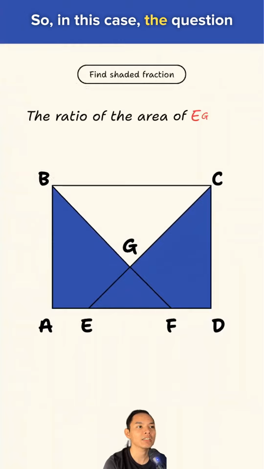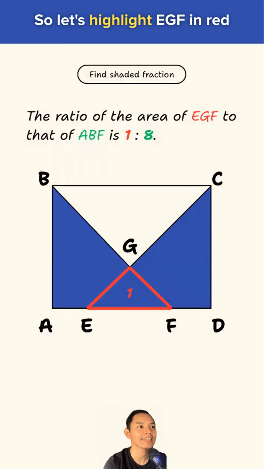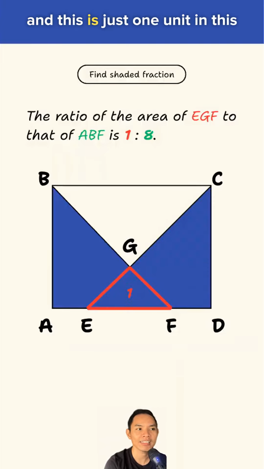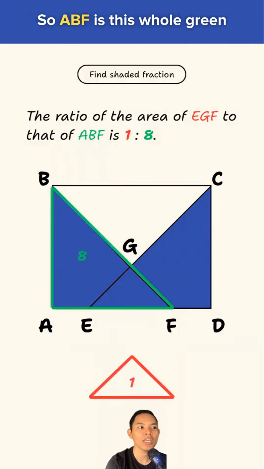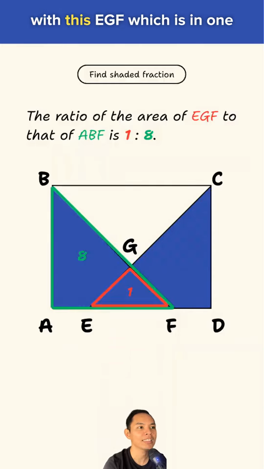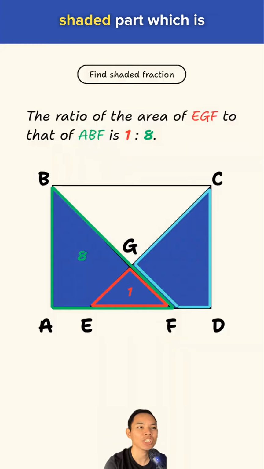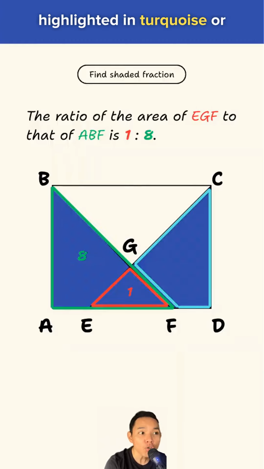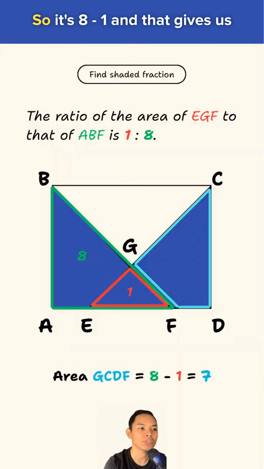So in this case, the question says the ratio of the area of EGF to ABF is 1 is to 8. So let's highlight EGF in red, and this is just 1 unit. What about ABF? ABF is this whole green triangle that is also combined with this EGF, which is 8 units as well. So what about this other shaded part, which is highlighted in turquoise or light blue? If you guess 7 units, then you're right. So it's 8 minus 1, and that gives us 7.